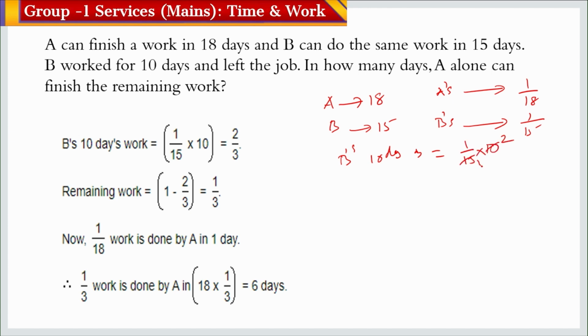5 2s are 10, 5 3s are 15, so 2/3 work is completed. Total work is 1, so 1 minus 2/3 is 1/3. So 1/3 of the work was remaining.